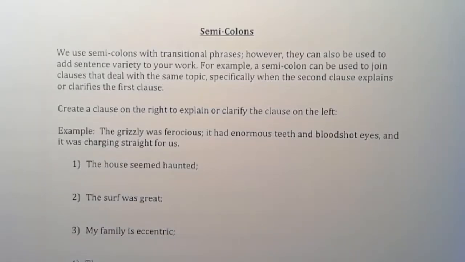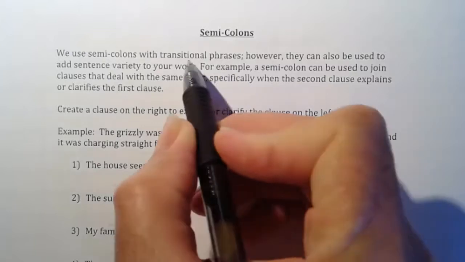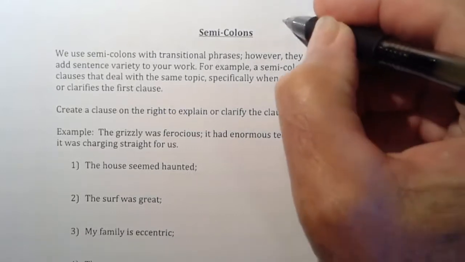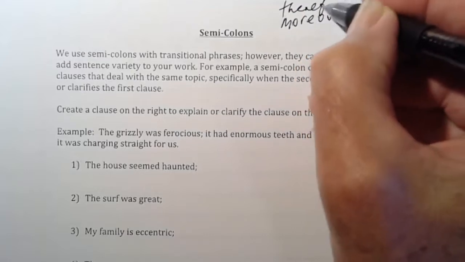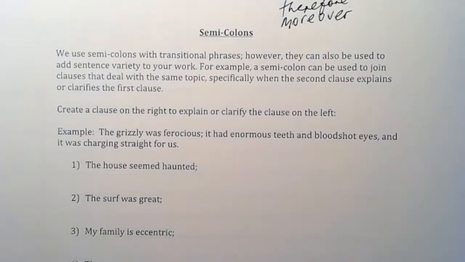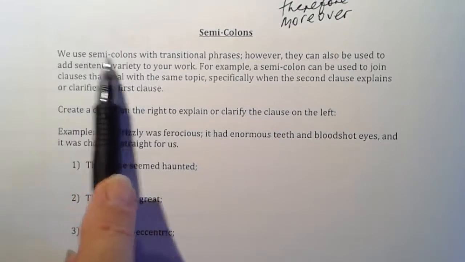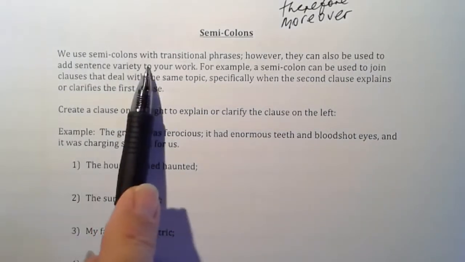Okay, let's get started. We use semicolons with transitional phrases. However, they can also be used to add sentence variety to your work. Now, I've tried to be clever here, because transitional phrases, what is that? However is a transitional phrase. Phrases like moreover and therefore, and we'll take a look at them shortly. But for now, let's just concentrate on the primary way that semicolons are used, and then we'll look at transition phrases. So we use semicolons with transition phrases. However, they can also be used to add sentence variety to your work.